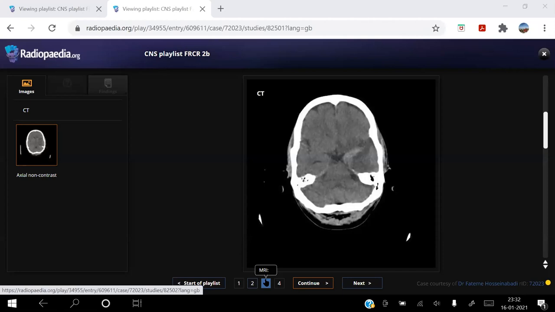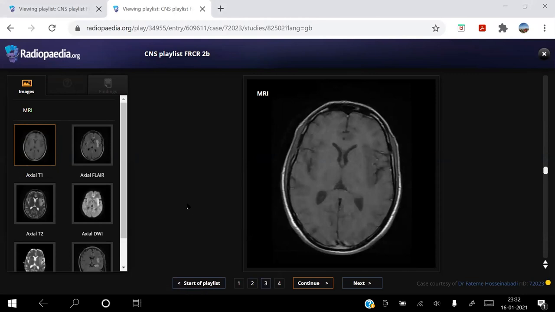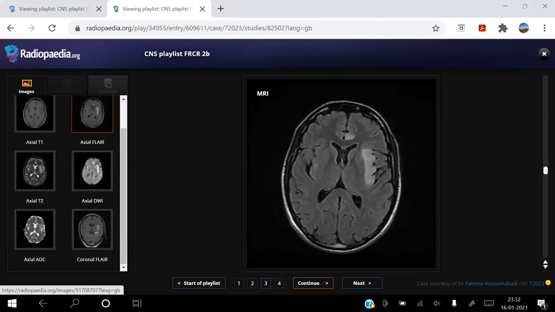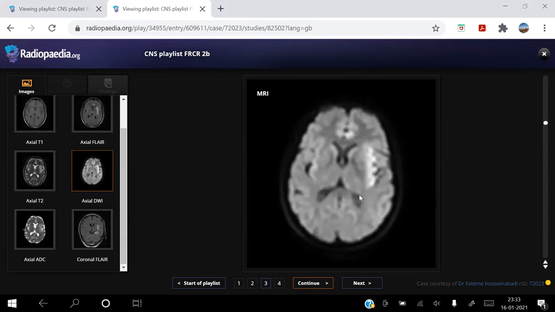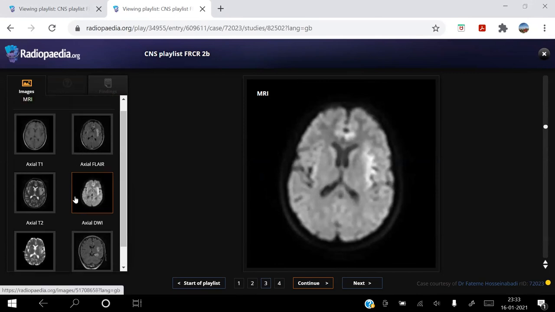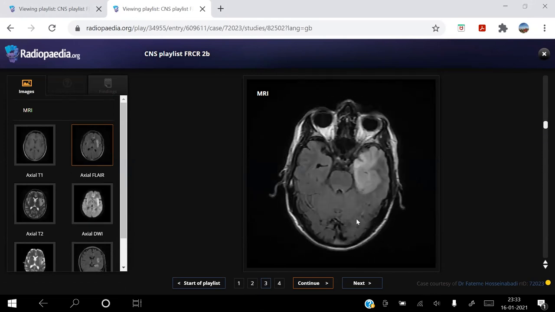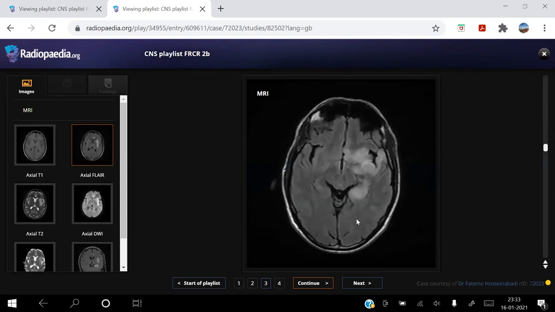So you want an MRI, right? Yes. These are the multi-sequential axial MR images of the same patient. I would like to see the diffusion-weighted image first. This shows corresponding hyperintensity showing diffusion restriction, suggestive of infarction. The corresponding FLAIR image shows hyperintensity of the same. There is diffuse gyral swelling and white matter edema.